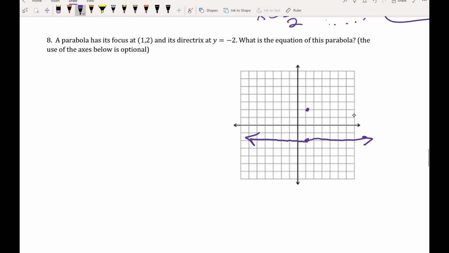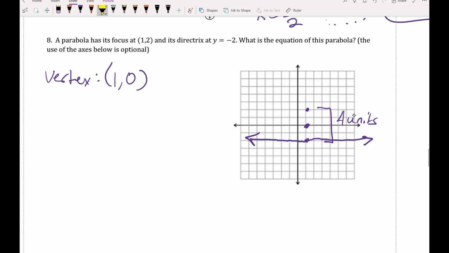So even in my head, before I figure out where the vertex is or what the equation is, I know my parabola is going to open upwards and the vertex is going to be somewhere in between there. Remember that the vertex is just halfway between the focus and the directrix. So notice that there are 4 units between them. So if I just go down 2 units from the focus, I can see that my vertex is going to be at 1, 0. And remember that those x values are always going to be the same.